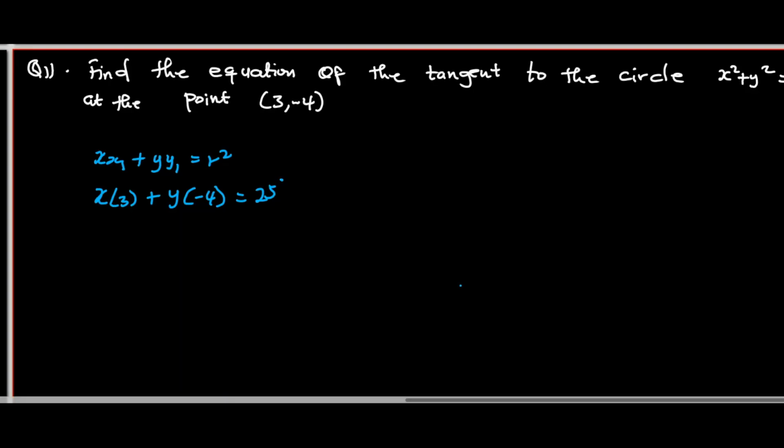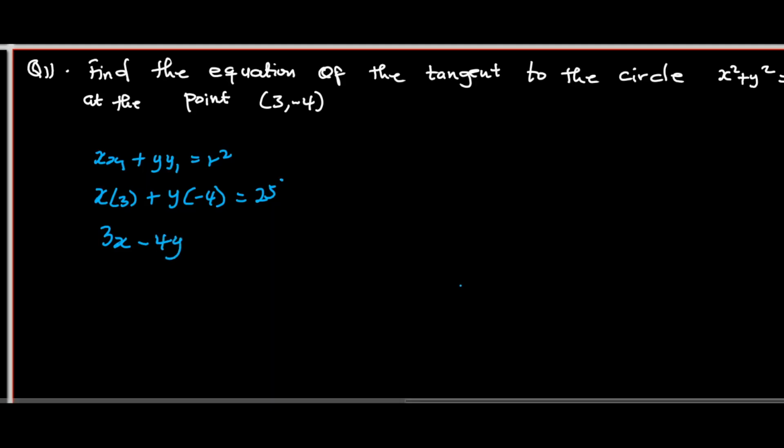So in our case, this is what we have. Now let's simplify whatever we have. Then when we simplify, we're going to have 3x minus 4y equal to 25. And so the correct answer is B.